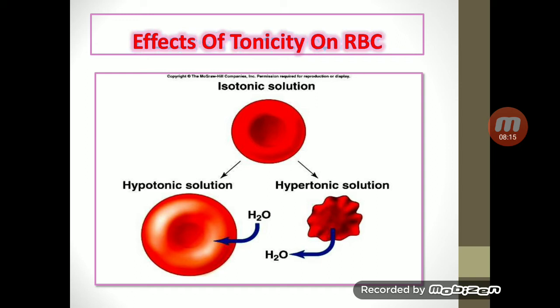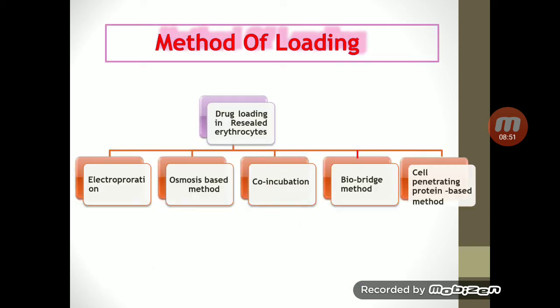But if your solution is hypotonic, then it will swell and rupture, it will have openings in its membrane, because the outside solvent will get inside the cell. And if your solution is hypertonic, meaning its concentration is higher than the isotonic solution, then the solvent present inside the RBC will move outside, causing constriction of RBCs. So this principle we can use to load the drug in RBCs.